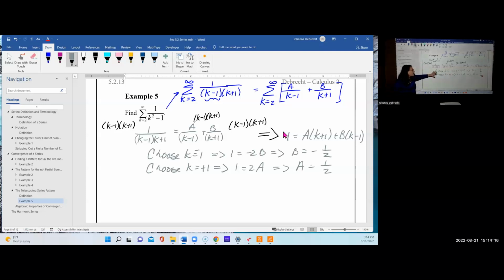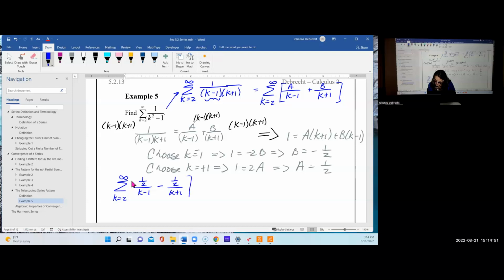Okay, so now that we have this expression, I can replace the A and B in this expression, which means that I can replace it up here in this value up here. So I've got this 1/2 on the whole thing. So now rewriting, I have the sum from K equals 2 to infinity of 1/2 over K minus 1 minus 1/2 over K plus 1. Now, the 1/2 is a constant, and we can pull the constant out.